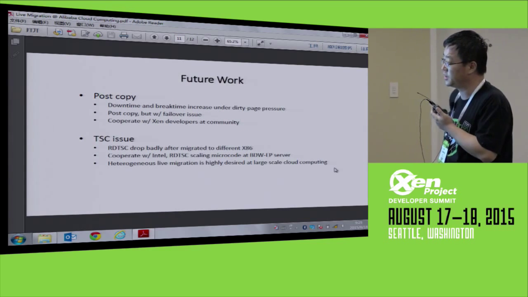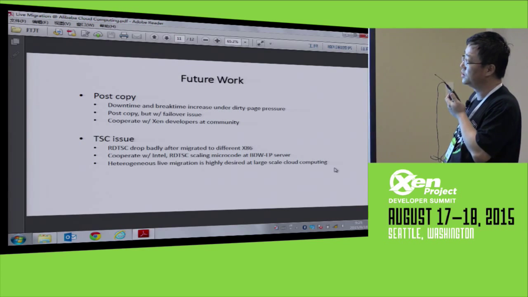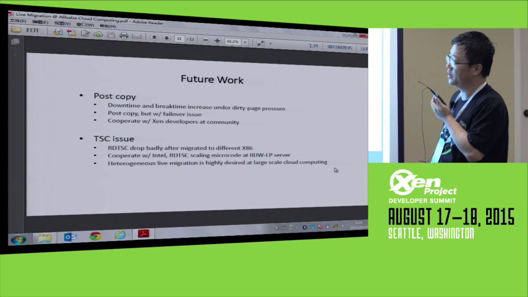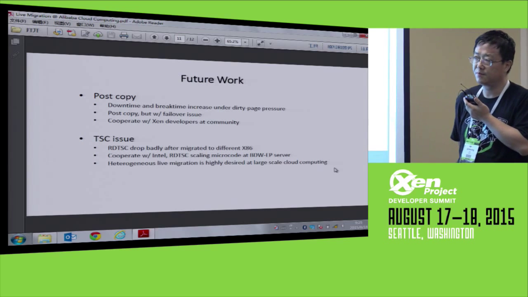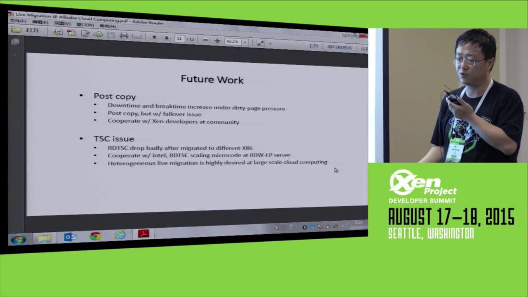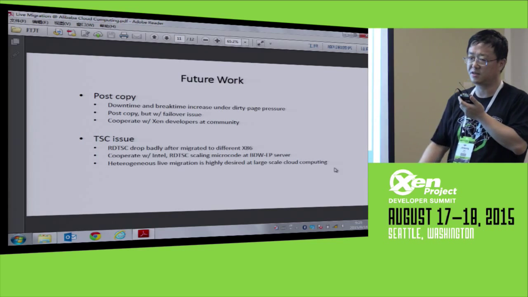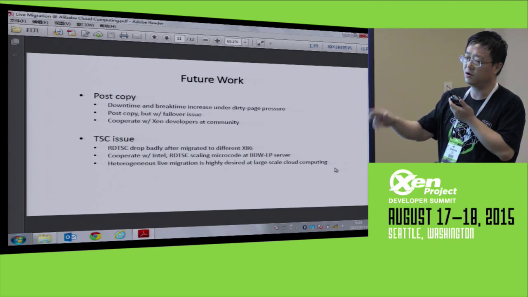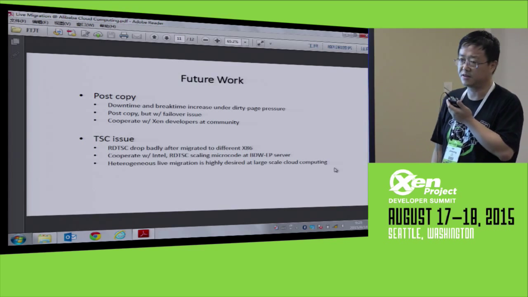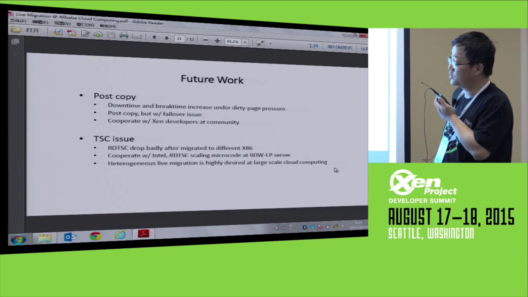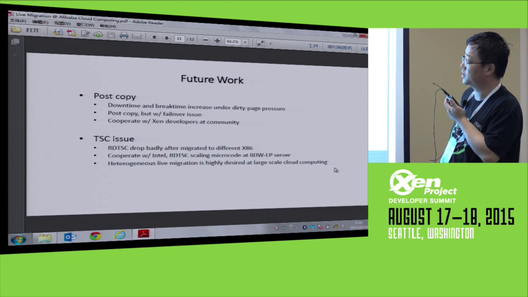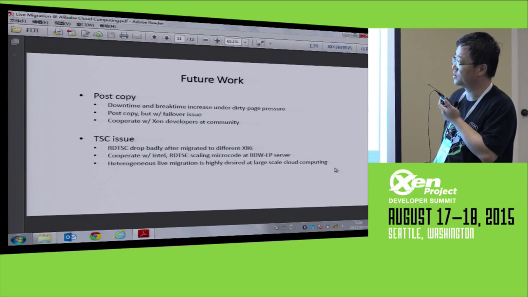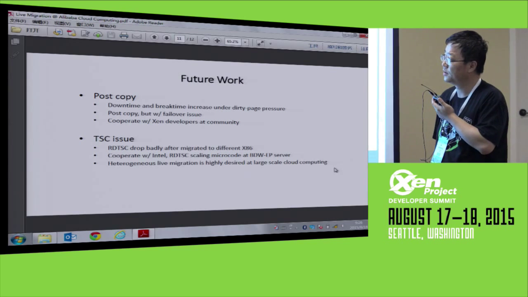This is our current status, but for future work, we have 2 issues to solve. One issue is that under big memory pressure, the break time and the downtime will increase because the last round has many dirty pages, so the time will be very long, for example 3 seconds or 5 seconds. To solve this problem, we should use post-copy technology. For post-copy, we need to cooperate with Xen developers in the community.